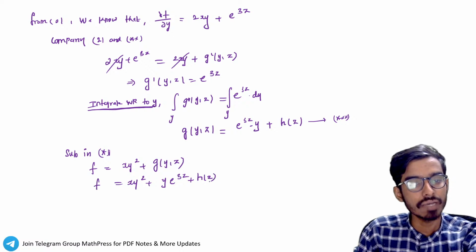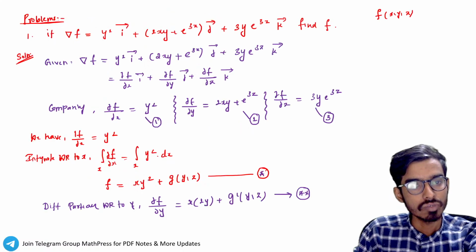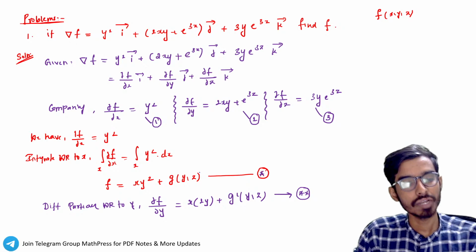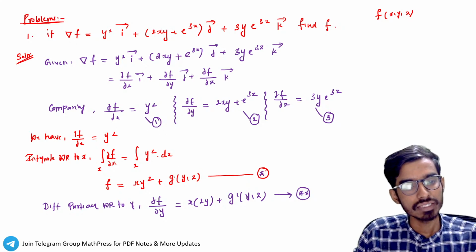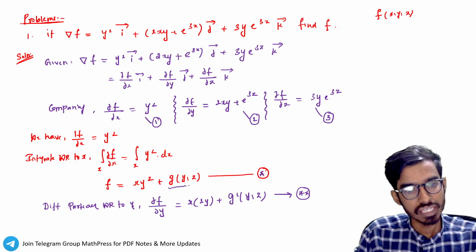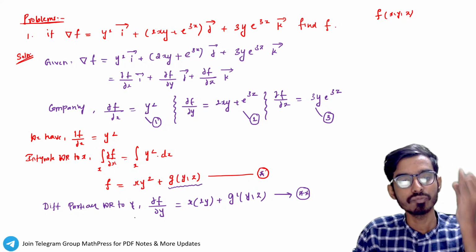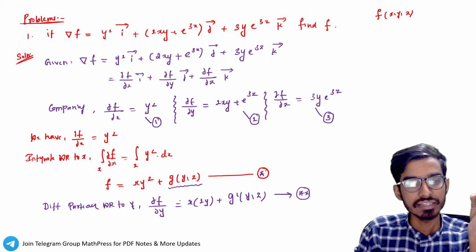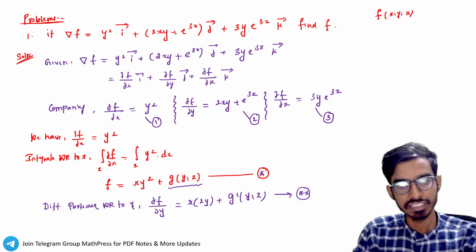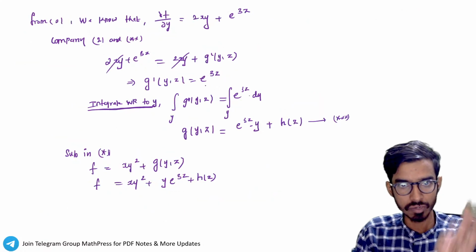If I find h of z, the problem will be over. What I have done is I took this term and integrated with respect to x, so we got g of y comma z. Our aim is to find g of y comma z. For that, you need to differentiate with respect to y and compare this and this. You will get g dash of y comma z equal to some term.